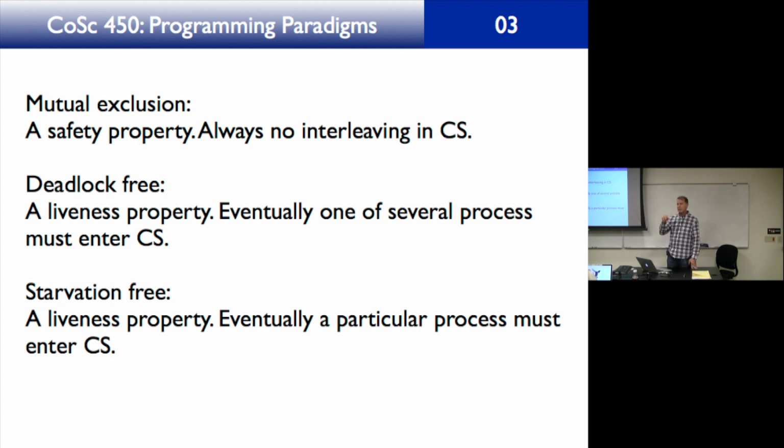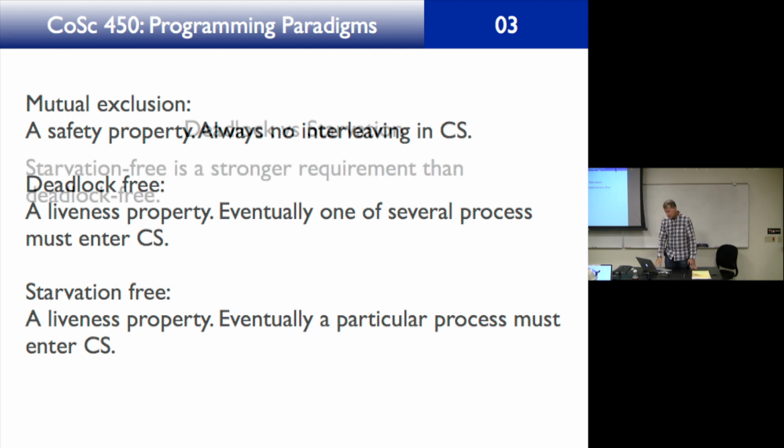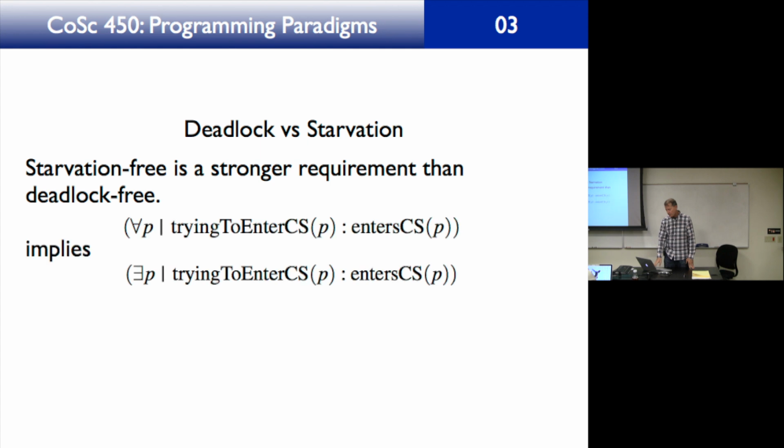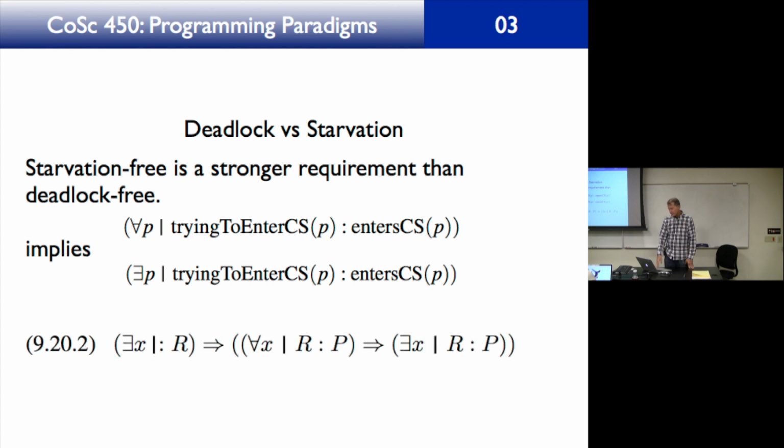If you say P implies Q, P is the strong one, Q is the weak one. Right. So here, starvation free is a stronger requirement than deadlock free because starvation free implies deadlock free, and we saw that that relates back to what we learned in predicate calculus.